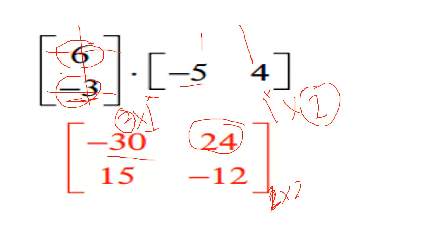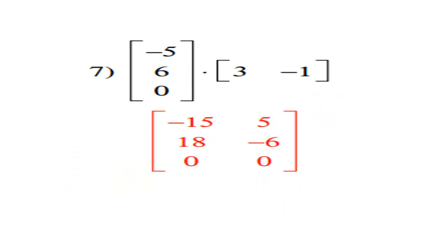Negative 3 times the first column, negative 5, is 15. And negative 3 times the second column, 4, is negative 12. Okay. So the next example is negative 5, 6 and 0. The system here is 3 times 1, and here the system is 1 column times 2.